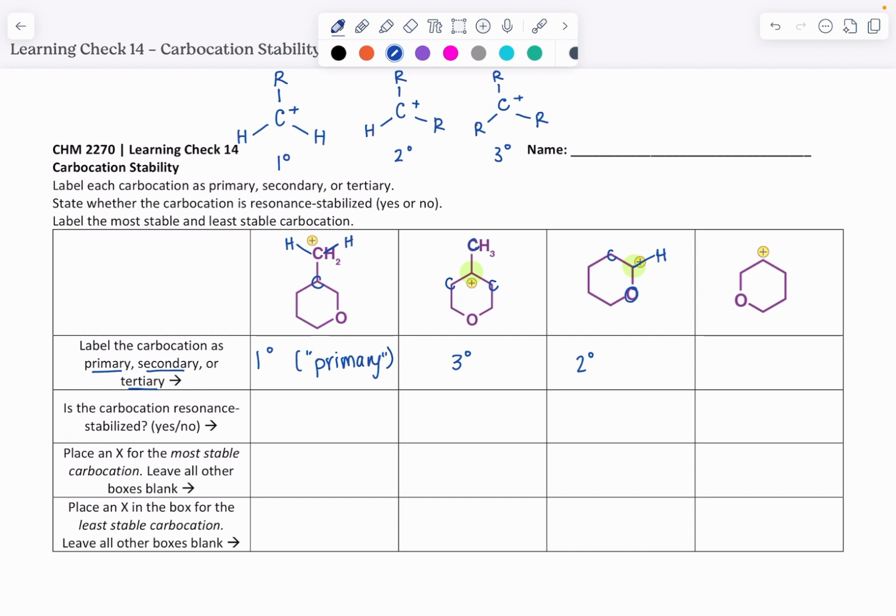Last molecule, carbocation, right there. It is again bonded to one hydrogen. So it's bonded to a hydrogen and two carbons, secondary carbocation. All right, next question is if the carbocation is stabilized by resonance or not. I'm going to erase what I have drawn on each of these molecules, just so we can see each one a little more clearly.